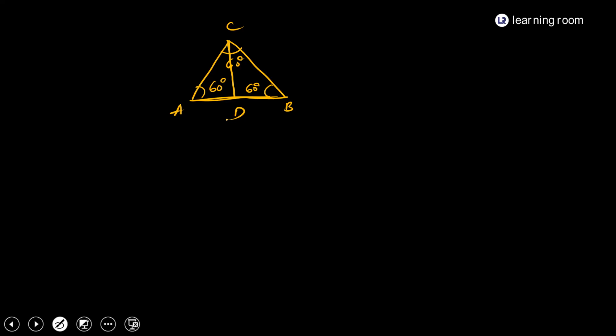So now what is the angle here? If it is totally 60, this will be 30. This also. Now we can see this is 30 degrees, 60 degrees, 90 degrees. Total 180. Satisfying now?